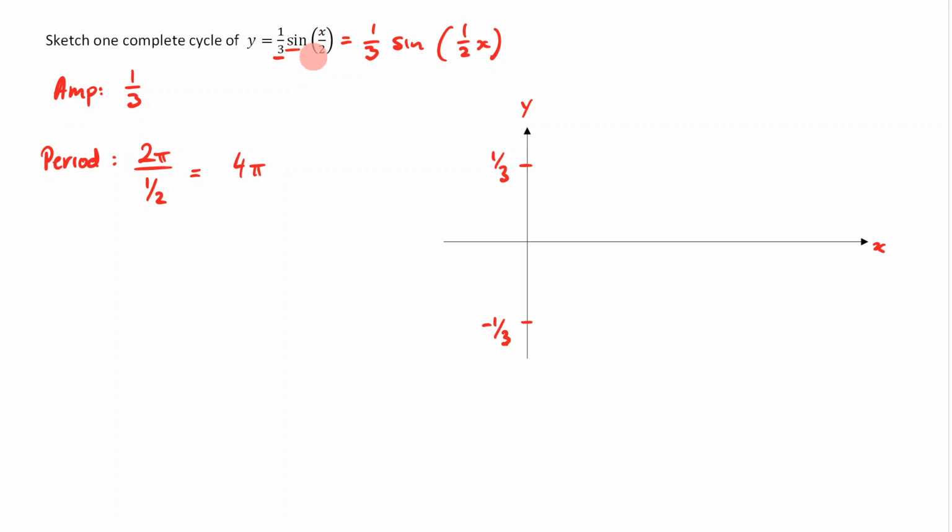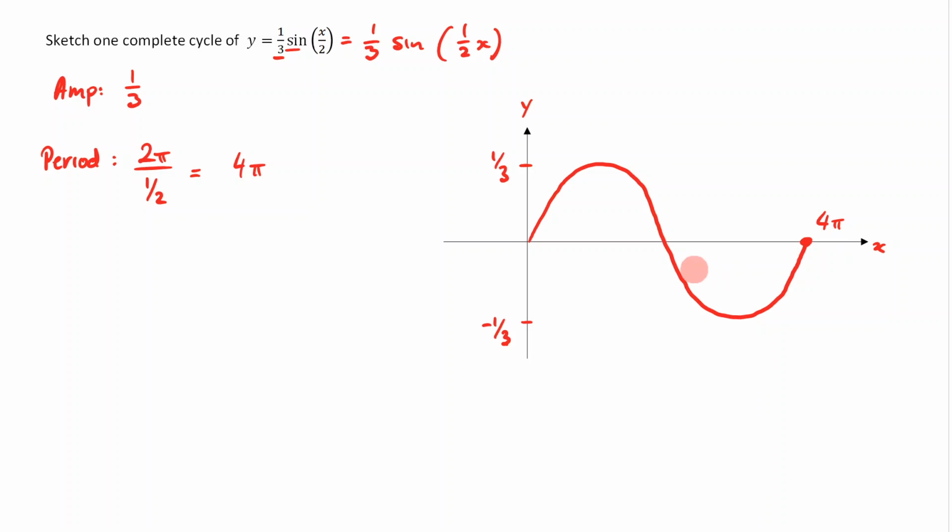You just need to know what the sine graph looks like. So it's going to go up, then down, then up. Hopefully yours looks a bit prettier than that. Let me try again. Okay, that's okay. So this distance here will be 4 pi.